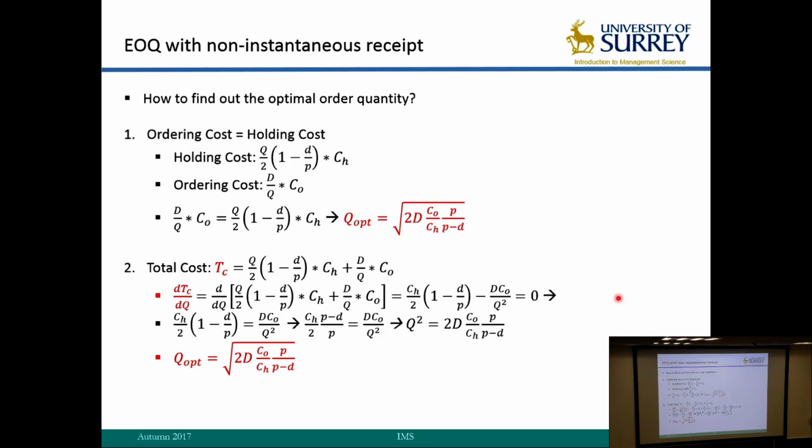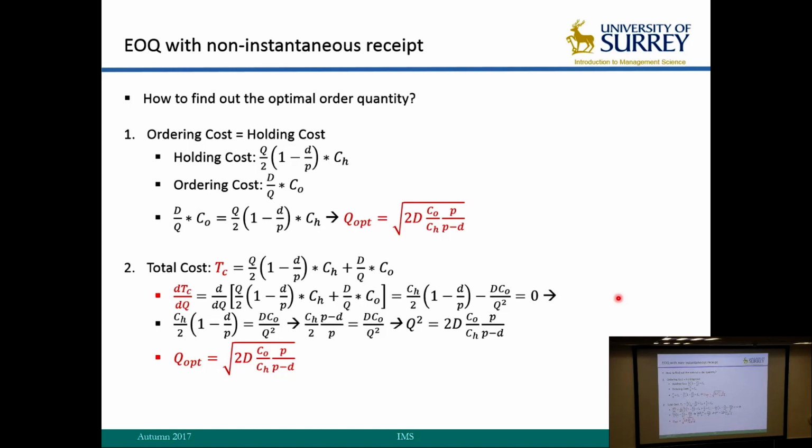So now let's try to find out again what is the optimal order quantity. We need to make this holding cost equal to the ordering cost. So we make this part equal to this part, manipulate things, and figure out this is the optimal one.